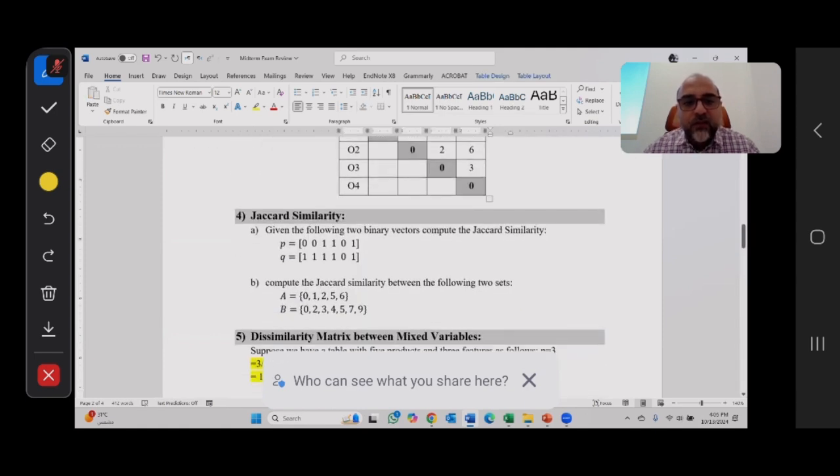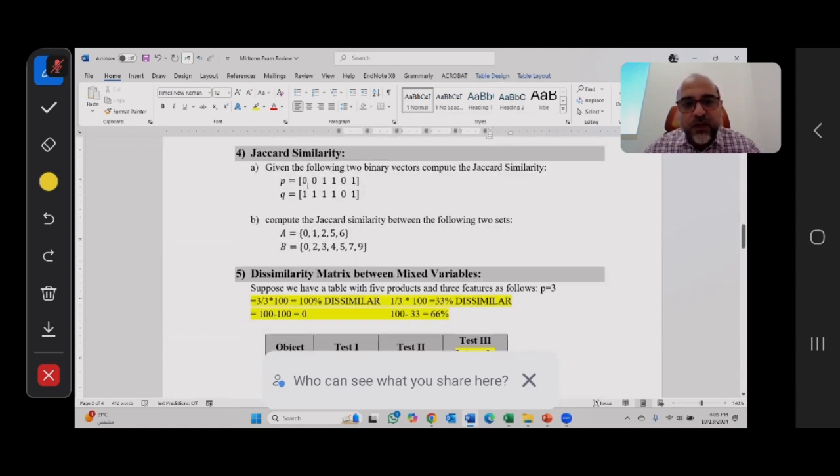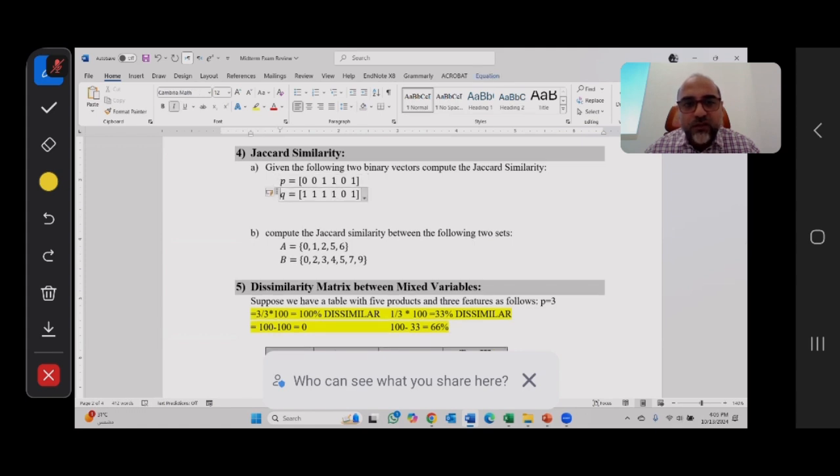33% is similar. Now let's look at more examples of the Jaccard coefficient. So now you have to compare. Jaccard similarity: you first find dissimilarity and then you find similarity. This is what you do, right? So there are two things, binary vectors. I already showed you in binary.